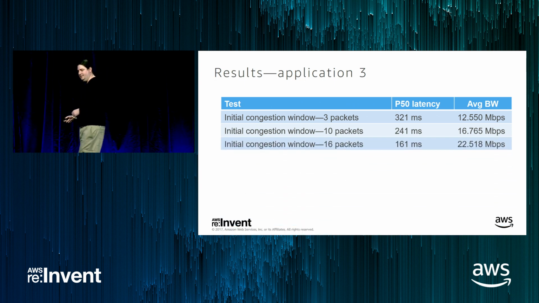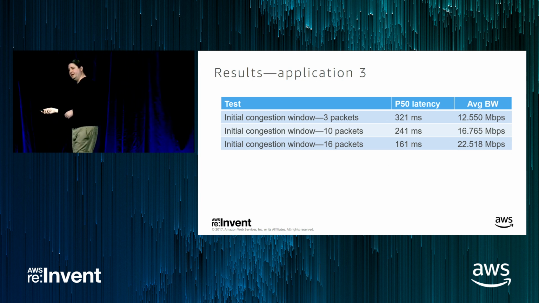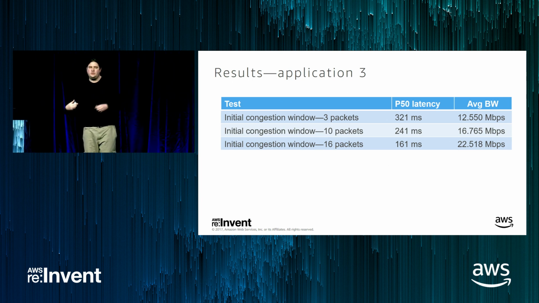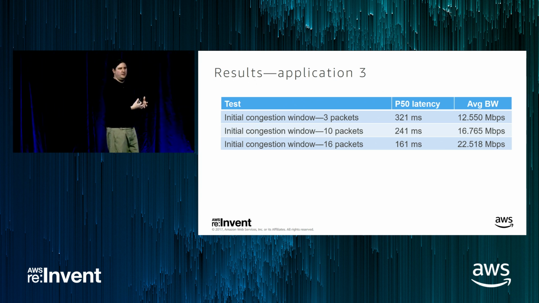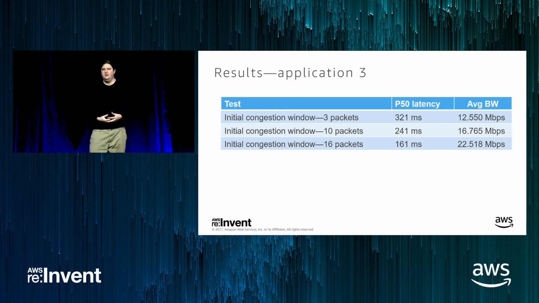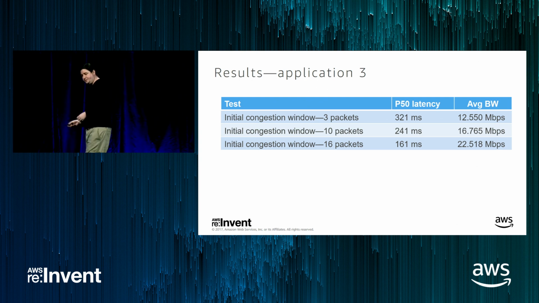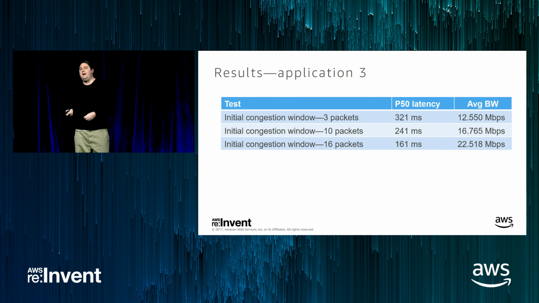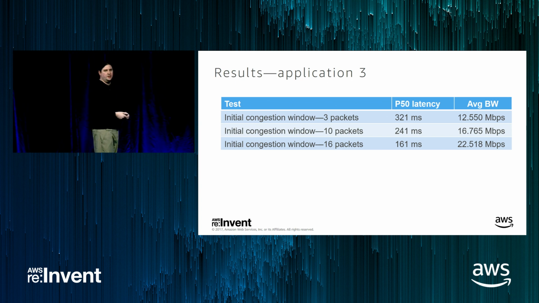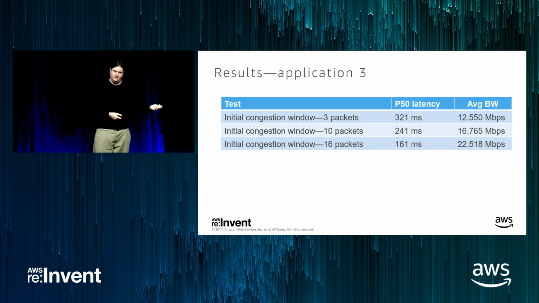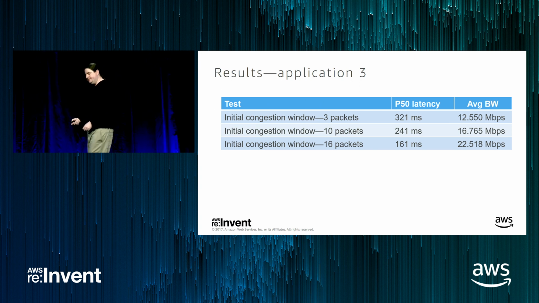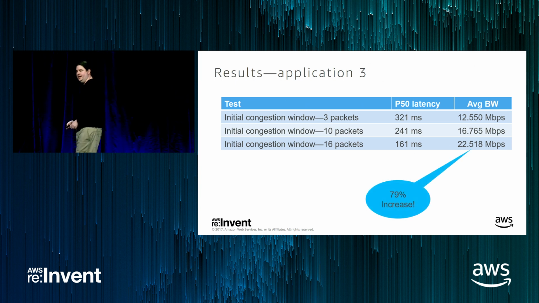Let's keep going. Let's go to 16 packets. Now I'm down to 161 milliseconds for my P50. And as I'm doing this, the actual effective bandwidth on my NIC is going up dramatically, right? I'm getting a lot more utilization. If I'm concerned about optimizing my costs and how many requests I can handle on an individual box, this is starting to make a difference. And so at an initial congestion window of 16 packets, I'm down to 2 round trip times. And that's probably about as good as you're going to get for a brand new TCP connection, because you need 1 for the handshake, of course, and then 1 to actually transfer the data. And of course, the bandwidth has now increased by 79%.